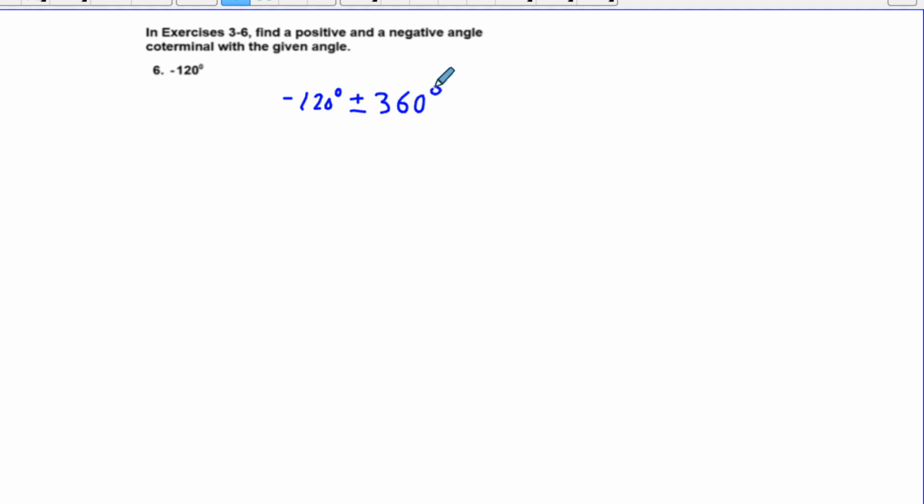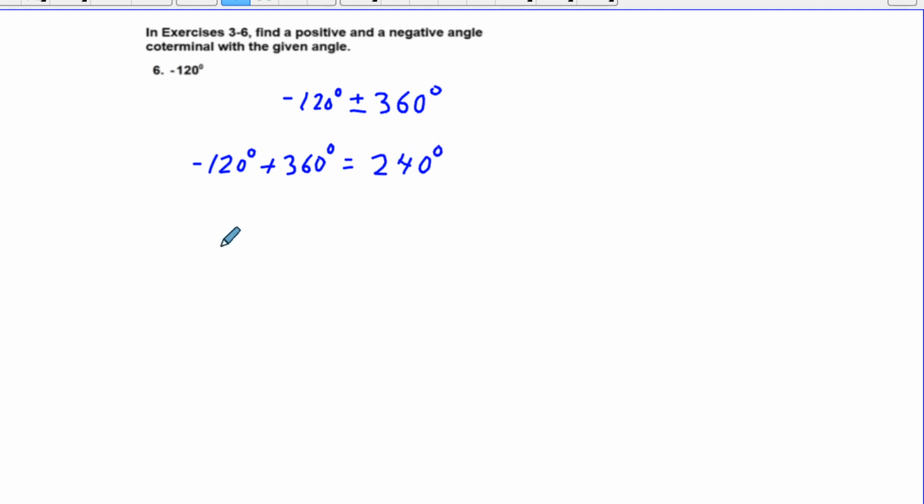Let's go on to 6. Again, positive and negative angle coterminal with the given angle. This time we're going to have negative 120 degrees. Instead of adding radians, we're going to go plus or minus 360 degrees. So negative 120 degrees plus 360 degrees is going to be a coterminal angle. So negative 120 plus 360 is going to be 240 degrees.